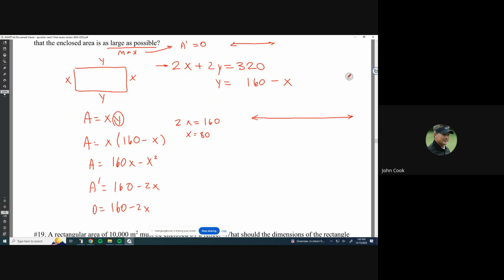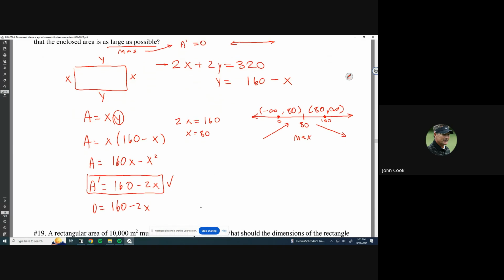Let's make sure that this yields an area maximum. If I plug in 80 for my one critical number, I have intervals from negative infinity to 80 and 80 to positive infinity. Then I'd use the derivative function and use a couple of test points to see what's going to happen. Maybe I'd pick 0 and 100. If I plug in 0 to the derivative, I get 160, which is positive, so the graph is going up, increasing. If I plug in 100, 160 minus 200 would be negative 40, so it's negative and going down. So it goes increasing and then decreasing.